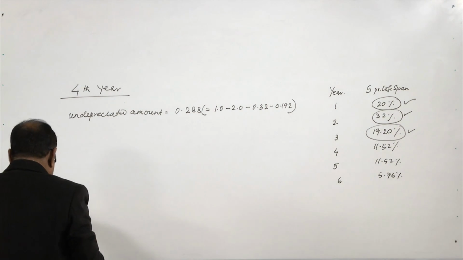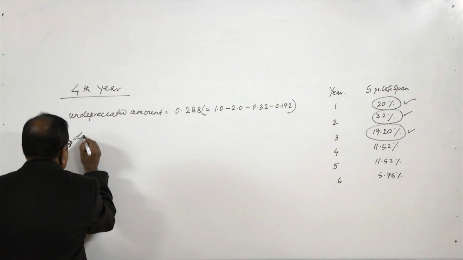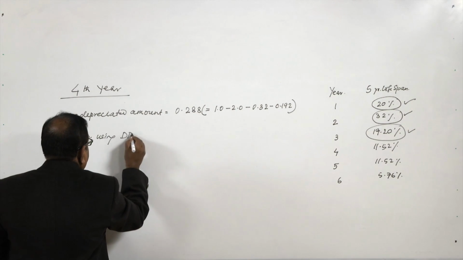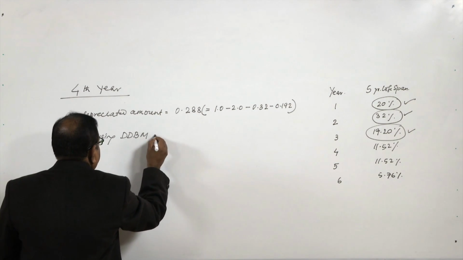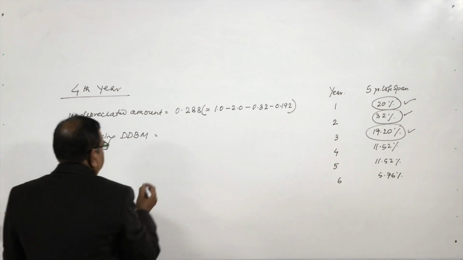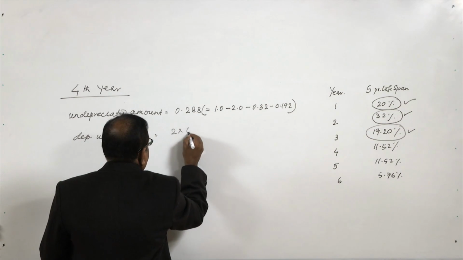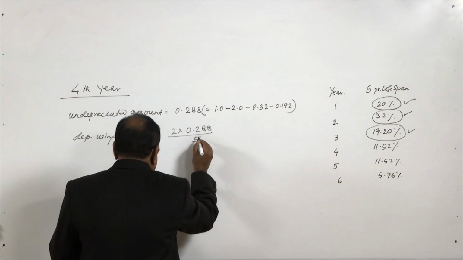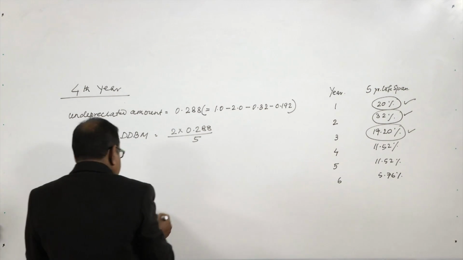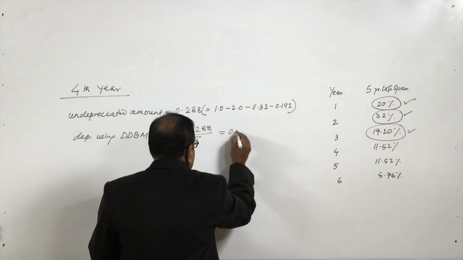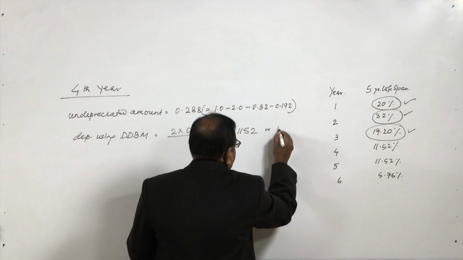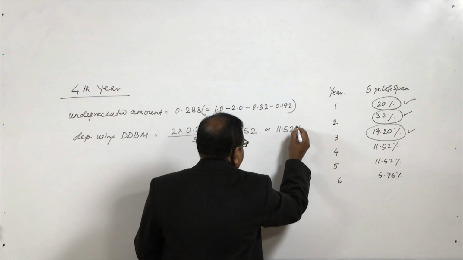and if we calculate the depreciation using the DDBM method, this will be 2 into 0.288 divided by 5, that comes out to be 0.1152 or 11.52%.